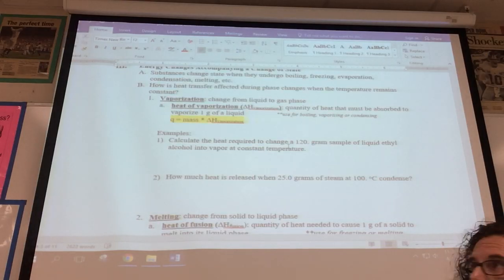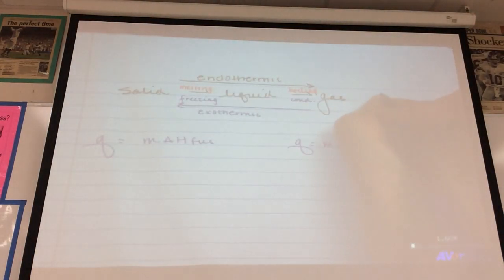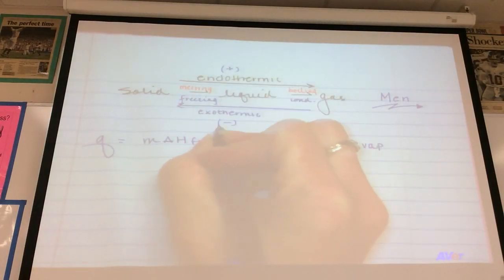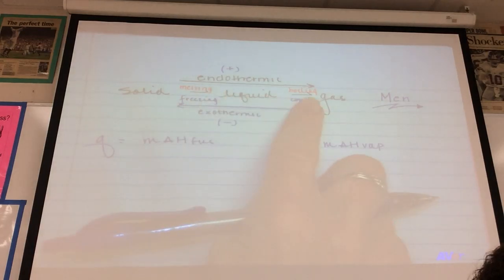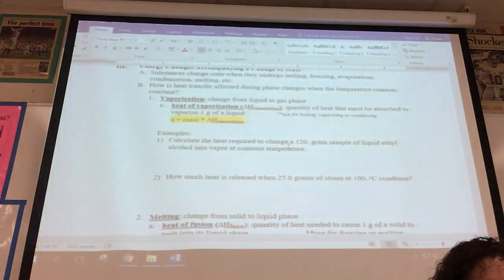Also, if you're unsure of melting or freezing, typically I just remember it this way. You've got melting, and endothermic. Melting is positive, and freezing is negative. Okay? And you can come up with whatever it is you want to remember. But again, along this line, positive delta H's. Along this line, negative delta H's. And we'll talk more about delta H next time.